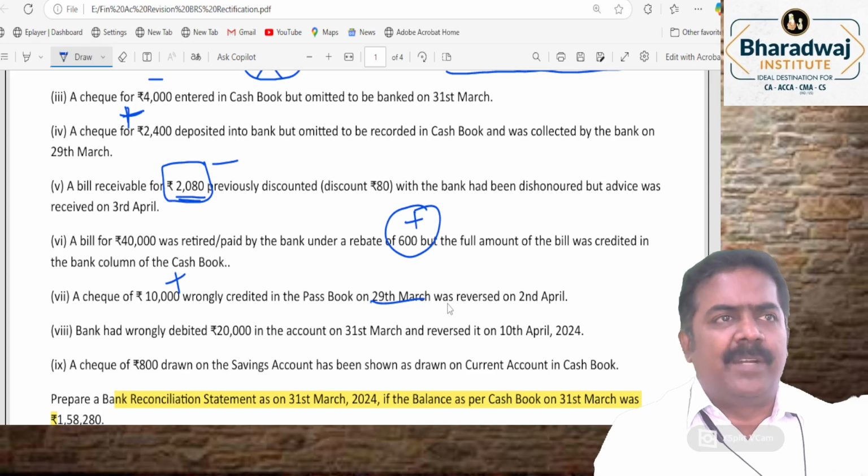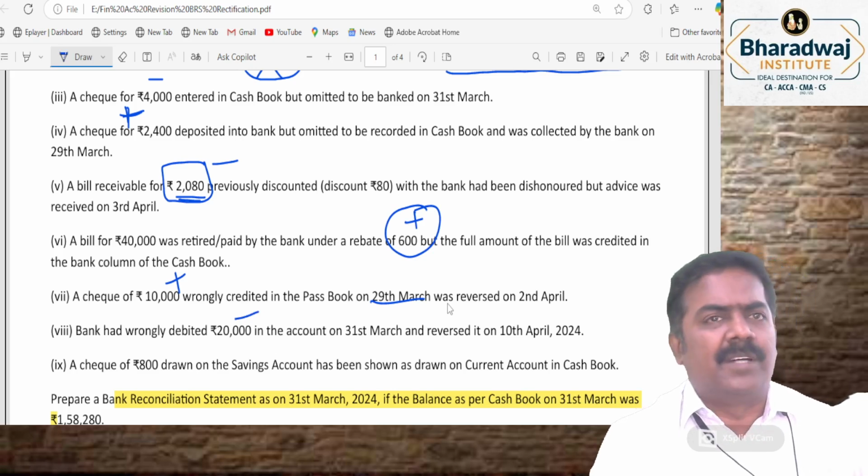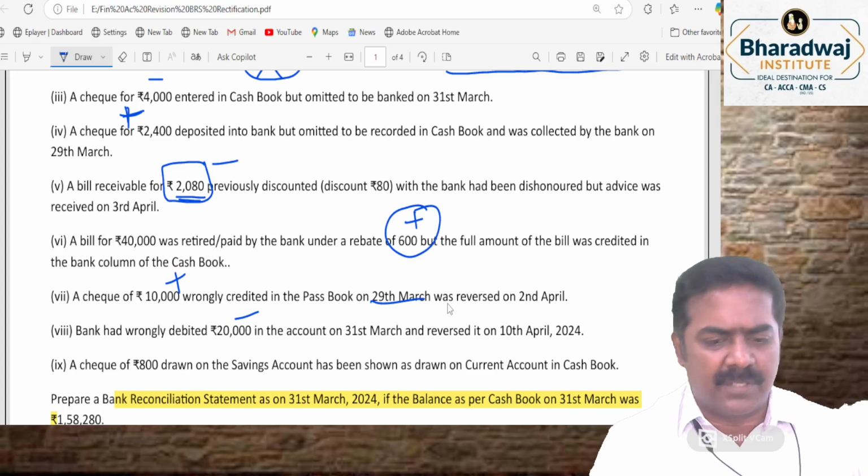Bank has wrongly debited, which means they reduced. Let us also reduce. Let us not bother about when it is reversed, or whether it is right or wrong. Bank has reduced, so let us also reduce it.